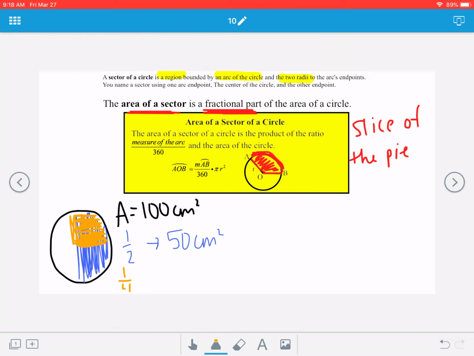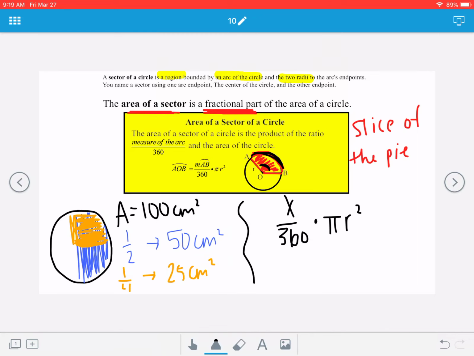Now, the shading isn't always going to be a nice 1/2 or 1/4. So, if I go back up here, it says to find the area of the sector, that's what this part's supposed to mean, then you're going to take the measure of our arc. Remember, measure corresponds with the angle measure. So we put that measurement over 360 degrees because it's how much of the entire circle is being shaded. And then we take that fraction times pi r squared.